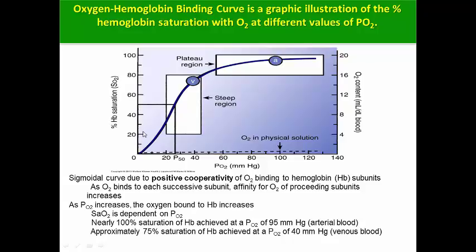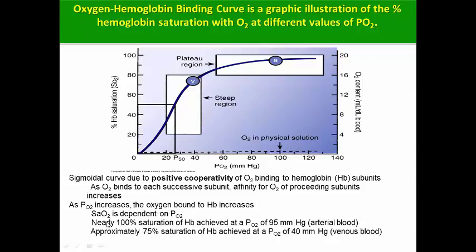So we have now this curve, and you can see from the diagram that the curve is not linear, rather it is a sigmoidal curve. Why is it a sigmoidal curve? This is due to the positive cooperativity of binding of oxygen to hemoglobin. As one molecule of oxygen binds to the hemoglobin molecule, the affinity for oxygen of the remaining subunits increases. And as the partial pressure of oxygen increases, the oxygen bound to hemoglobin increases.